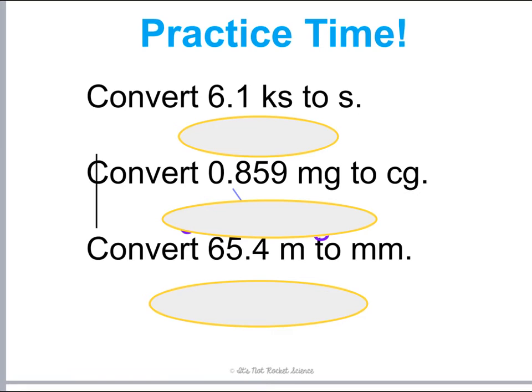Okay, so I want you to take a minute, pause the video, and work through these practice problems so we can see how you're doing. And then we will talk about them and go over them.